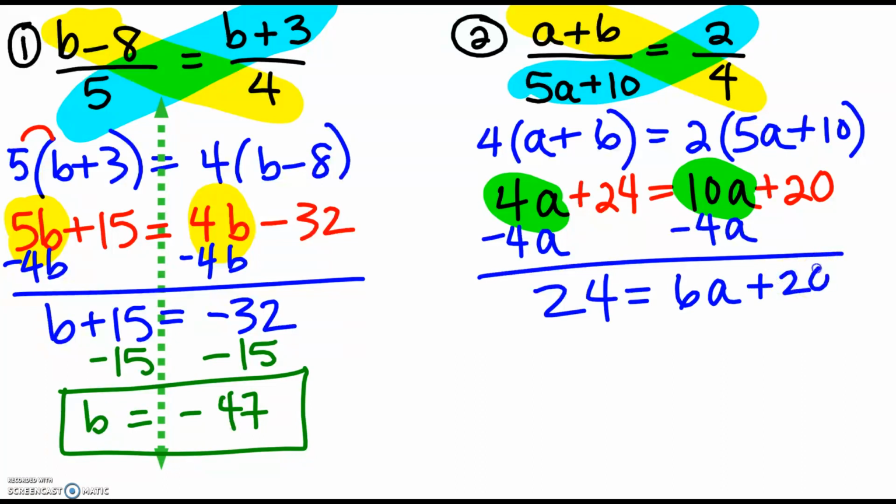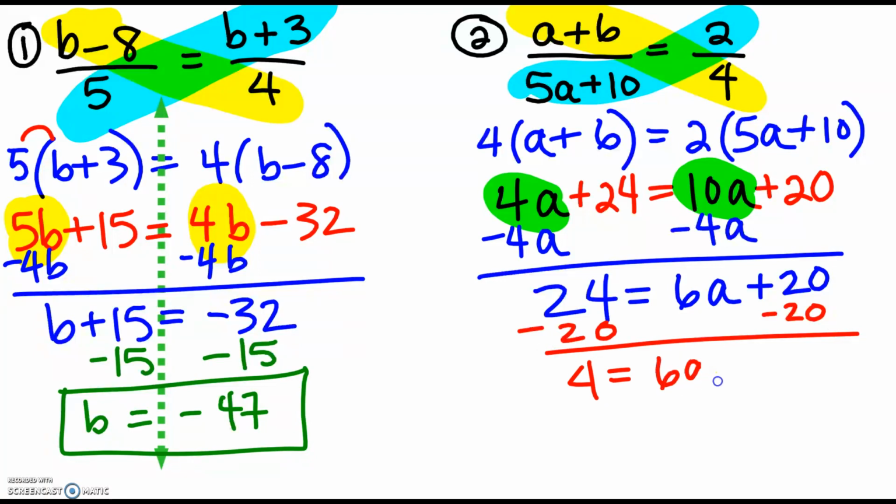Again, now when I'm solving for a, I need to isolate my variable, so I would subtract 20 from both sides. 24 minus 20 is 4. Okay, and in order to solve for a, my last step would be to divide both sides by 6.